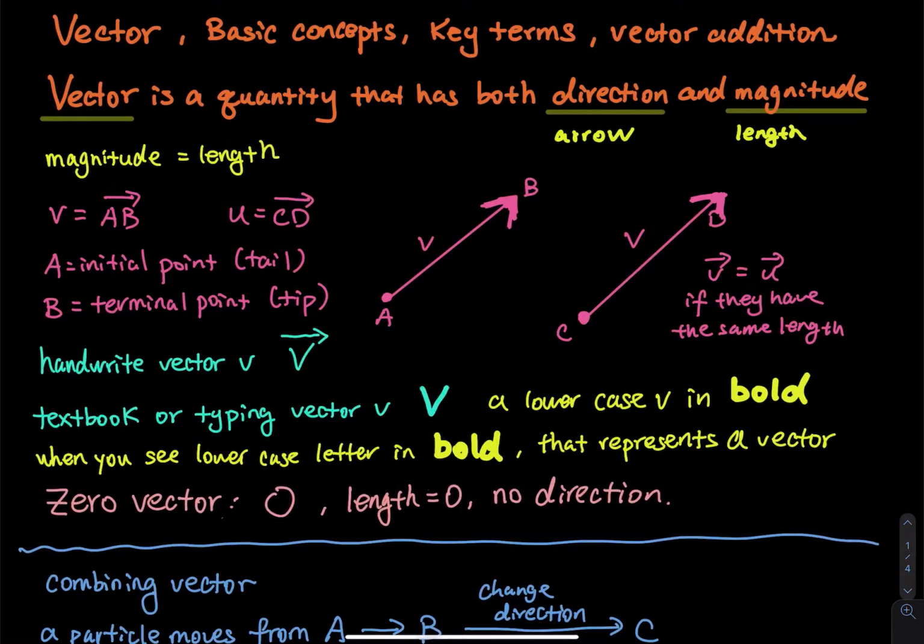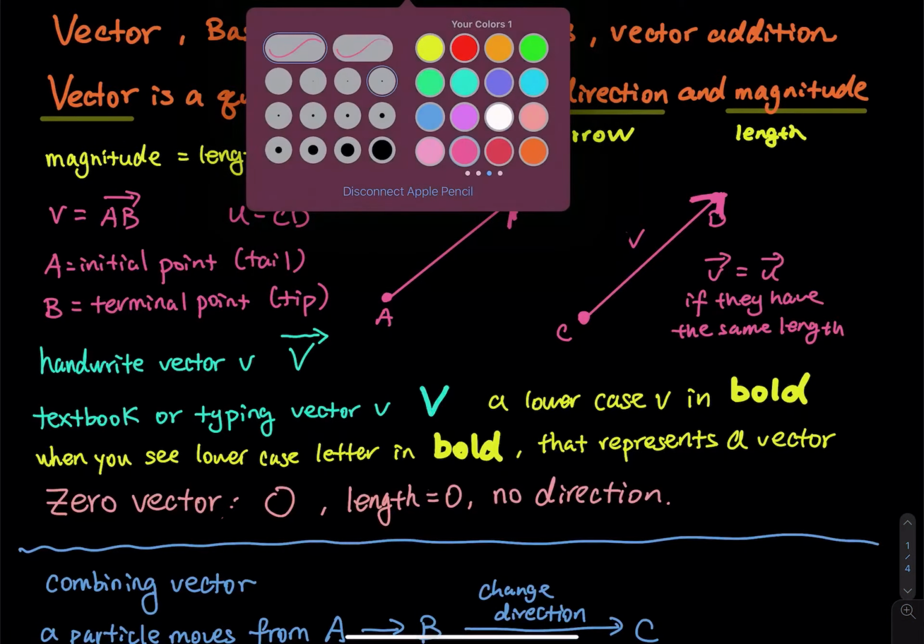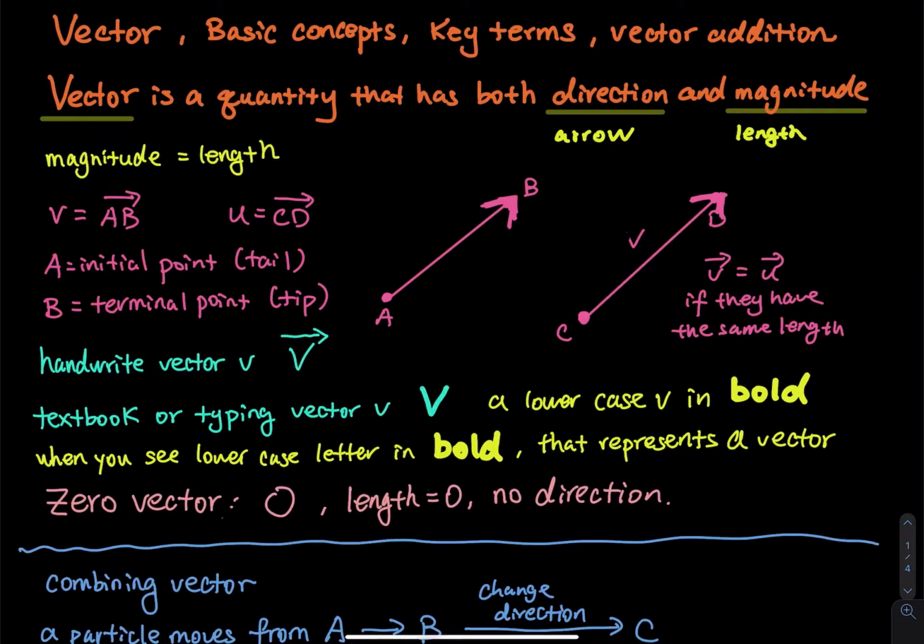So for vector AB, you have a vector and then vector u. Actually there is a little minor mistake right there, and the first one is supposed to be vector v. Let me correct that real quick. It's not a huge deal. The first one is vector v, the second one is vector u. And if vector v is equal to vector u, then they have the same length.